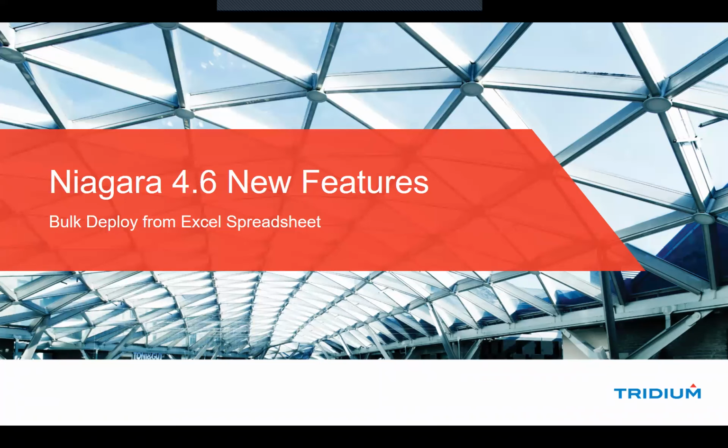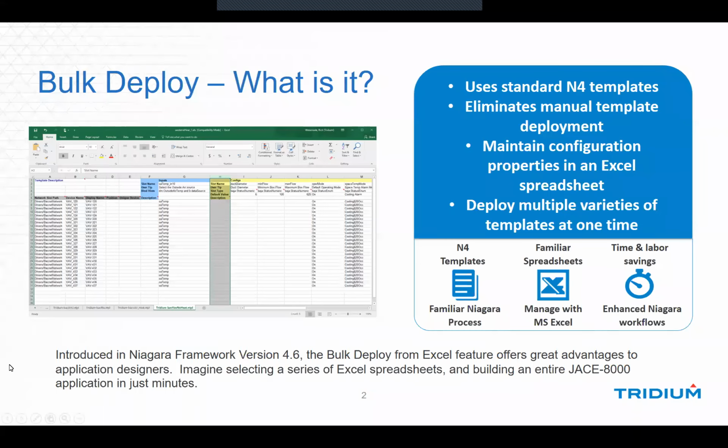So today we're going to talk about the new feature called Bulk Deploy from Excel spreadsheets. We'll start off with what is it? Well, what Bulk Deploy will let you do is use the standard Niagara 4 templates that have been part of Niagara 4 from the beginning, but it eliminates the manual template entry deployment, so you don't have to type in all the answers. It allows you to maintain configuration and edit configuration properties in an Excel spreadsheet.